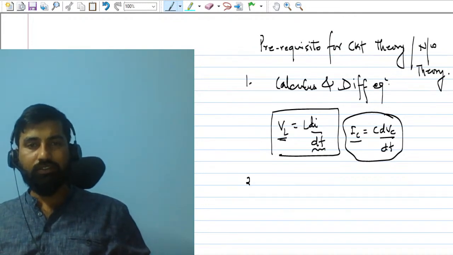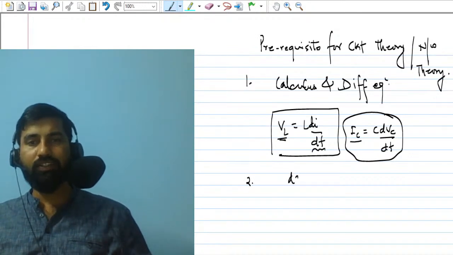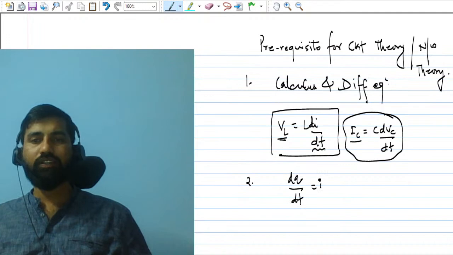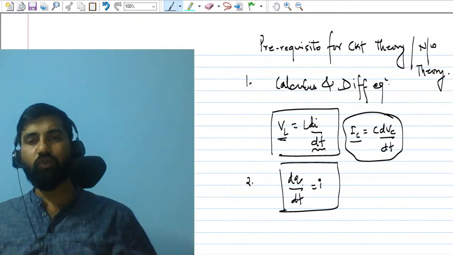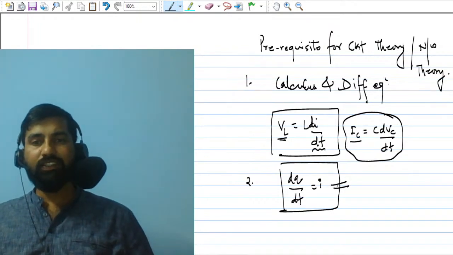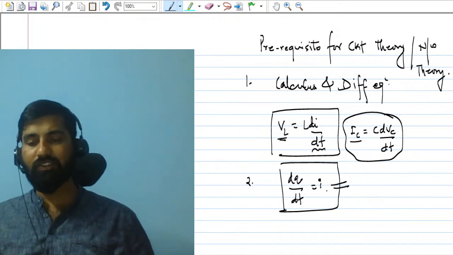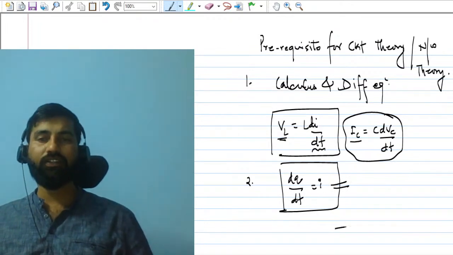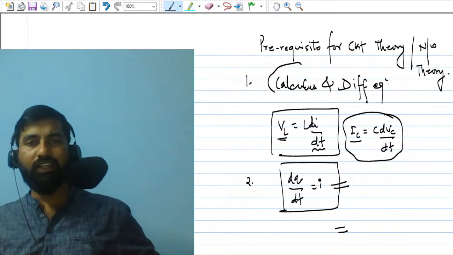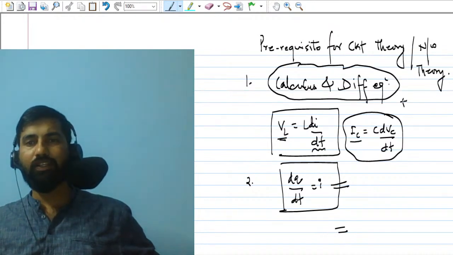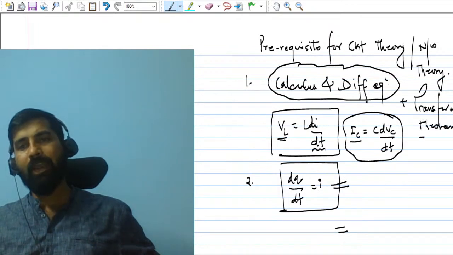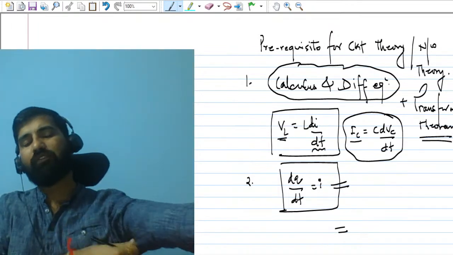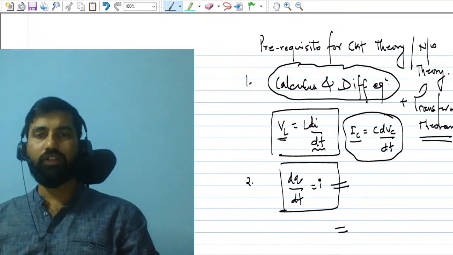Second, you know that dq by dt is current, the rate of change of charge or rate of flow. So if some current waveform is given, how to find the total charge and everything. So the prerequisites will be calculus and differential equation plus transform theory. And you don't have to go back to school; you have to study engineering maths only.